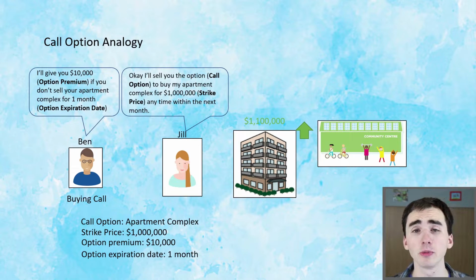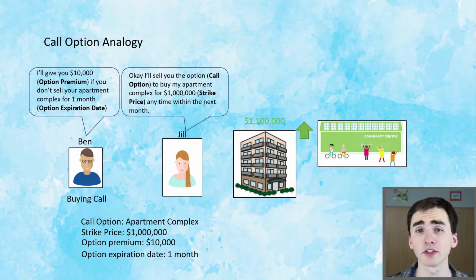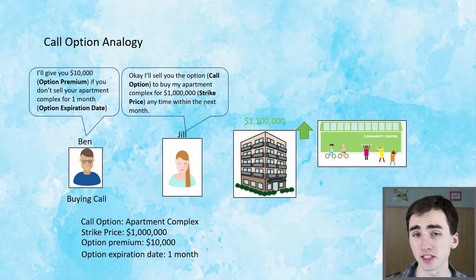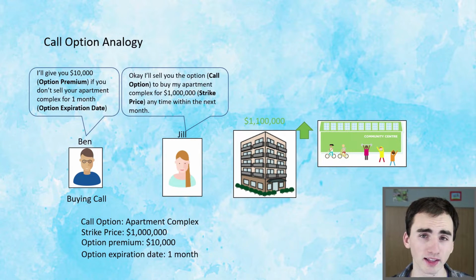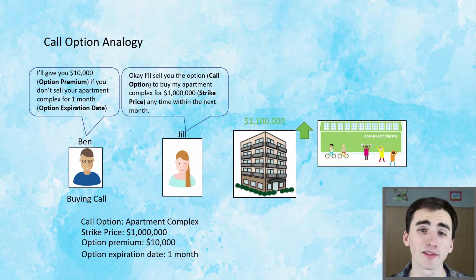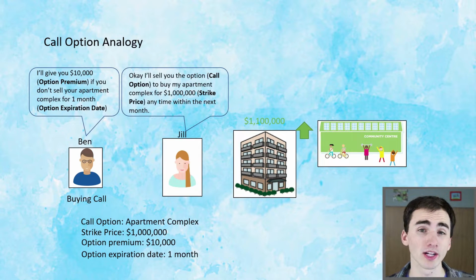In the scenario where the community center went up in value and Ben had to pay $100,000 less than market value, he could have decided to flip that right away for $90,000 profit. Because he did have to pay that $10,000 to Jill in the beginning, he would only profit $90,000 from that $100,000 sale. But to show you the leverage that options give you, he essentially made $90,000 from $10,000 in the end. So he was able to leverage a $1 million asset with only $10,000.